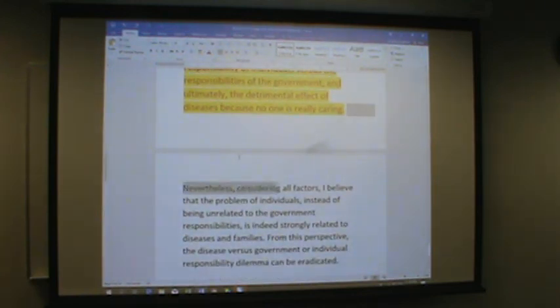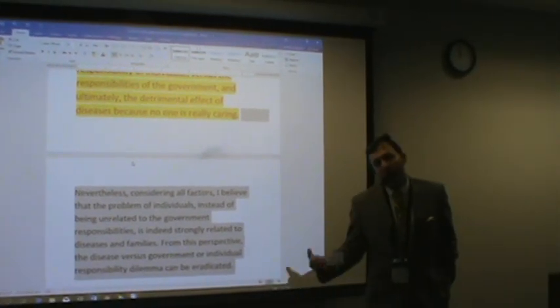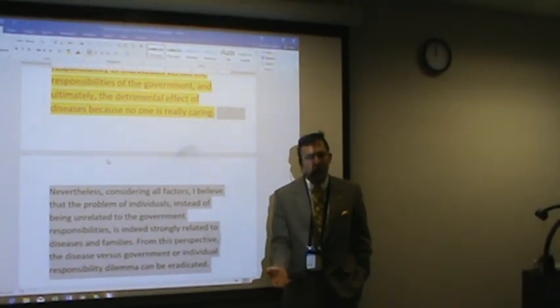Nevertheless, considering all factors, I believe that the problem of individuals, instead of being unrelated to the government responsibilities, is indeed strongly related to diseases and families. From this perspective, the diseases versus government or individual responsibility dilemma can be eradicated. That is beautiful. And I didn't do it. We did it. This is why you're learning, because you need help. This is why I am team member number 6.